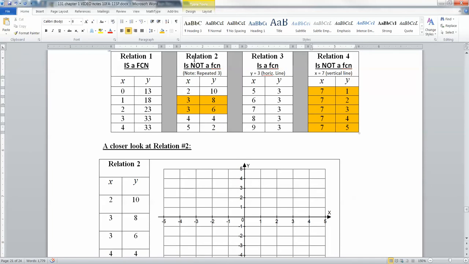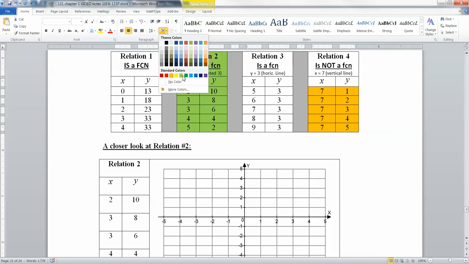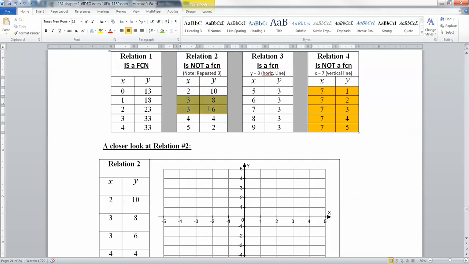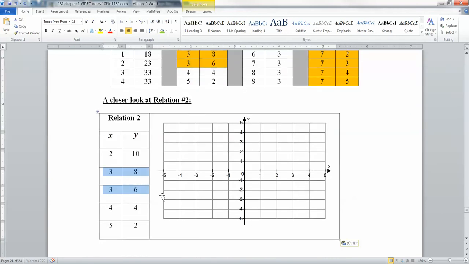Now let's take a closer look at this one right here, the problem child, one of the 2 problem children. I want to look at that one down here. Remember that the issue in particular was these 2 right here. And you could tell they were problematic because they had that repetition. So let's see what that looks like in a graph.